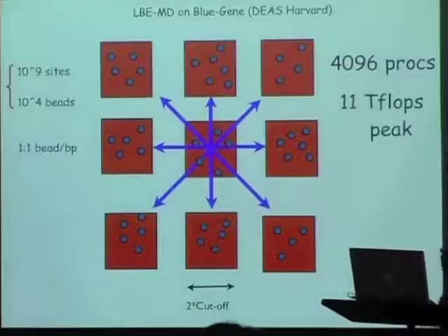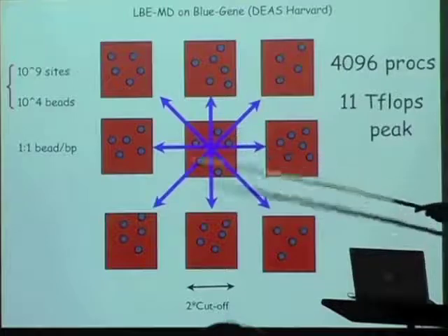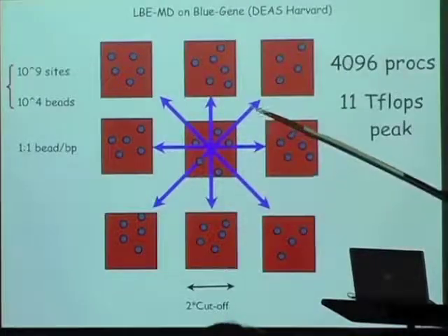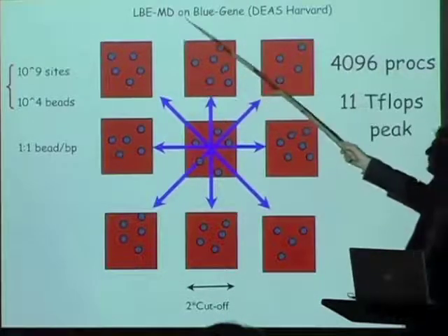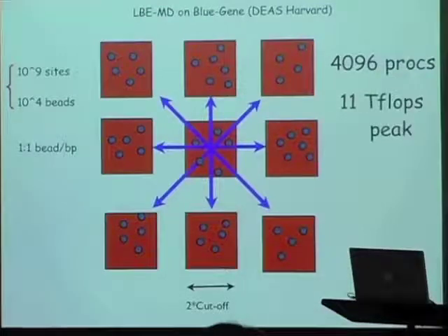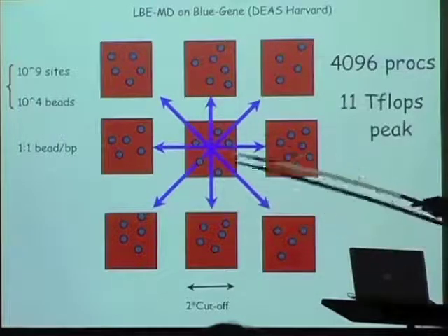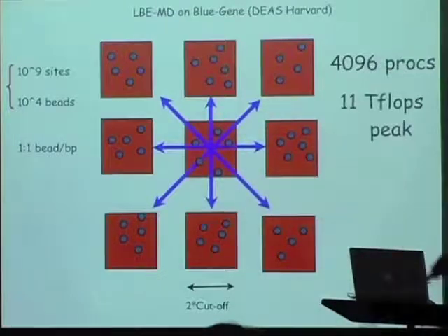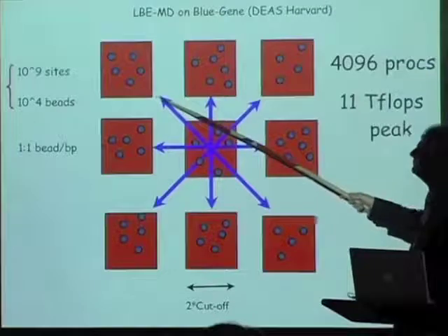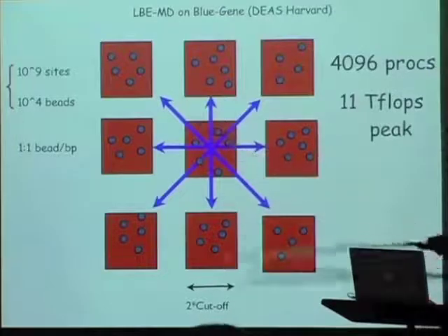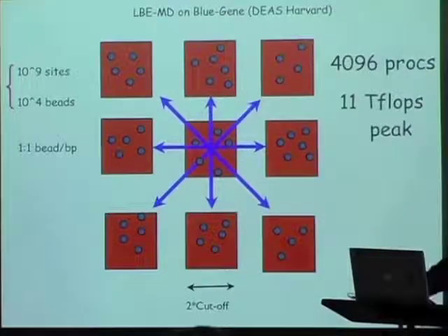To this purpose, we began less than a year ago. Simone and my colleague Massimo in Rome have developed a parallel version of the code to be run on the Blue Gene here at Harvard. In the first place, developing the parallel code takes some ingenuity and some expertise, because molecular dynamics and lattice Boltzmann don't combine easily.